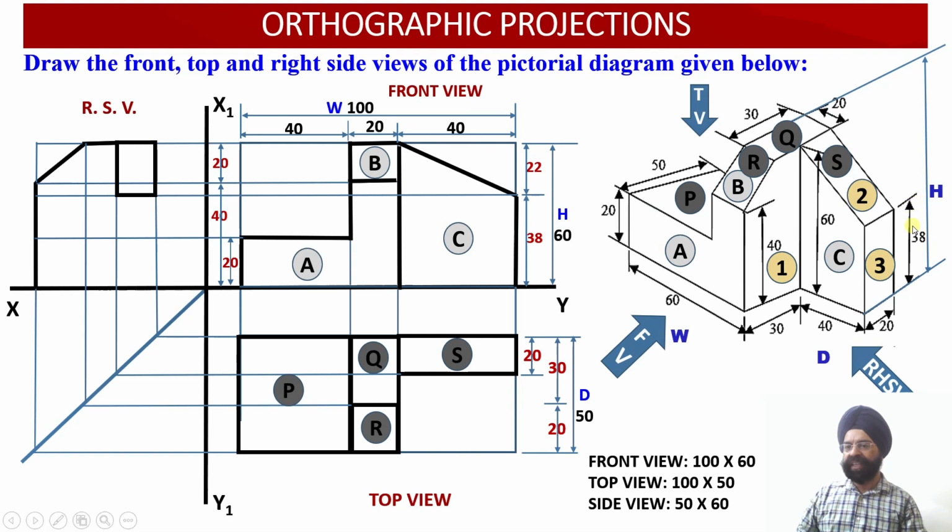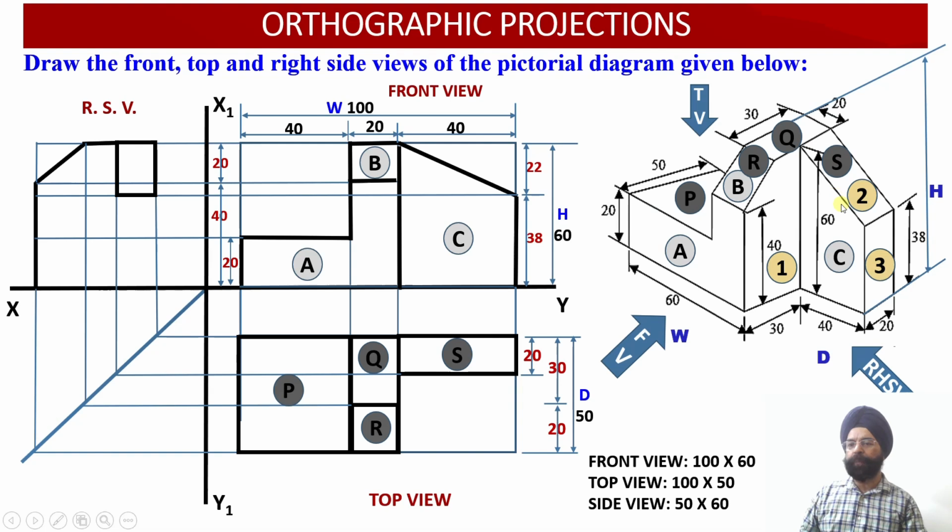Please check, height is equal to 38 for the lower rectangle. So for the upper rectangle, the height will be 22 millimeter. Please check, this is the height equal to 22 millimeter. So this will be the height 22 and the depth will be equal to 20 millimeter. So height 22 has been marked in the front view and this depth of 20 has been marked in the top view over here.